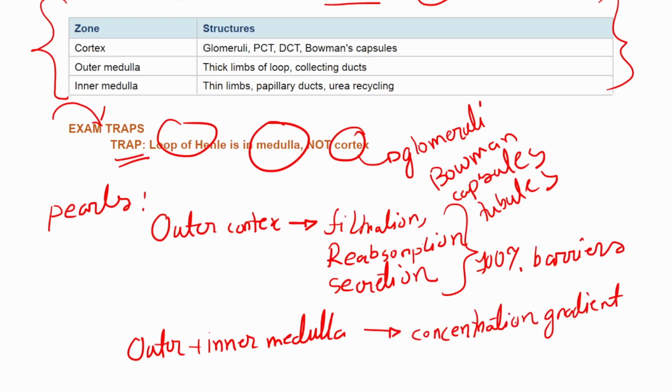Or to be more precise, the outer and inner medulla are structurally optimized exclusively for concentration gradient setup and hyperosmotic environment maintenance. This medullary specialization is driven by the parallel arrangement of the long loops of Henle and papillary ducts, which work alongside urea recycling to maximize water conservation before the fluid ever reaches the minor calyces.